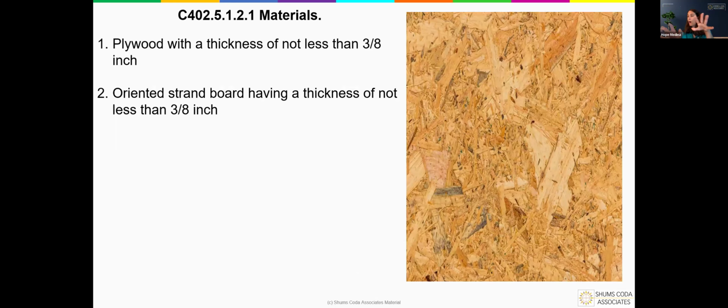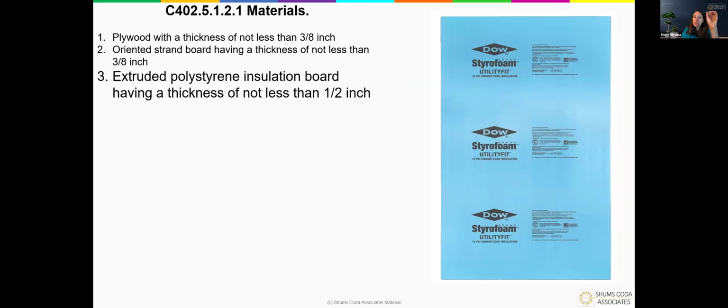And so we're going to walk through some of those, or well, we'll walk through all of them. But the first one is plywood or OSB, as long as it's at least 3/8 of an inch. Extruded polystyrene board, so that rigid insulation that we see a lot of times on the exterior, could potentially also be your air barrier, as long as we have joints and seams sealed, which guess what?